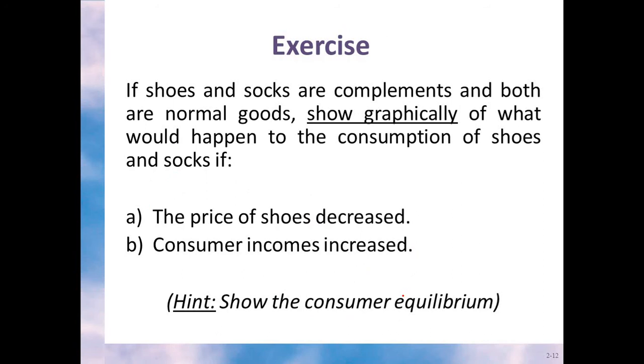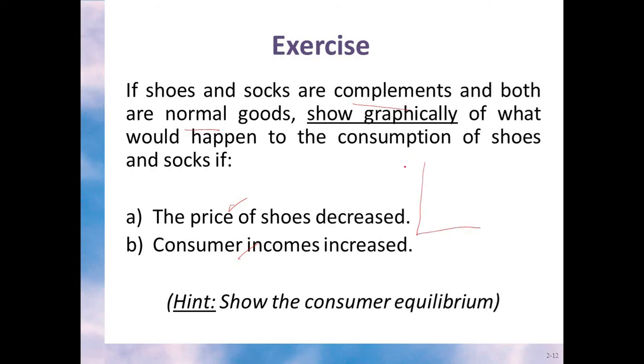This is an example of an exercise where you don't have calculation, but basically you have to understand the graph. You are required to show, if shoes and socks are complementary and normal goods, how you can draw the graph to show what happened to the consumption of these two goods when the price of shoes decreases, and when income increases. Basically you can refer back to the previous graphs that I have shown you.